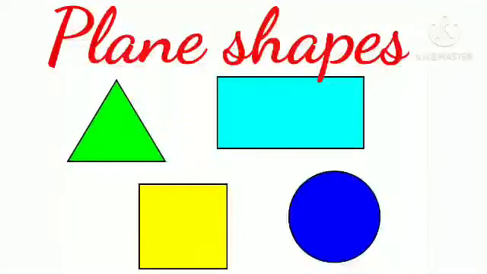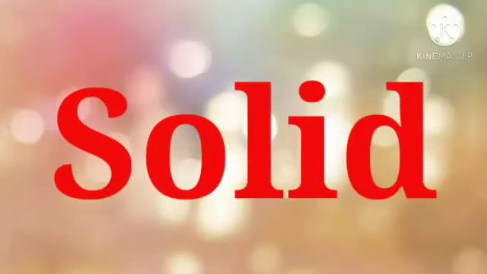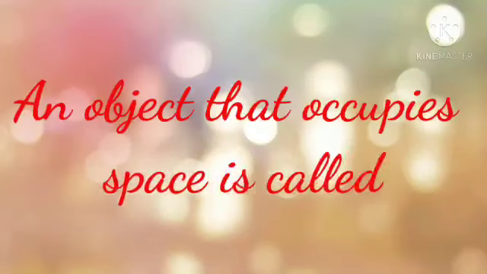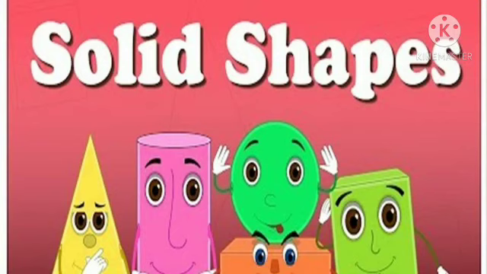Children, we have just studied about the plane shapes in our previous video. So now we are going to start solid shapes. What do you mean by solid? Children, an object that occupies space is called a solid. Solid shapes are also known as three-dimensional, or we can say 3D shapes.